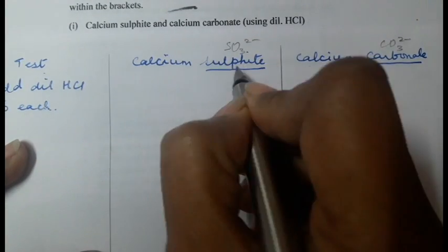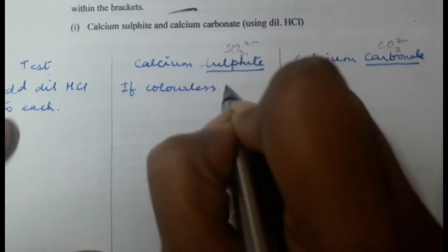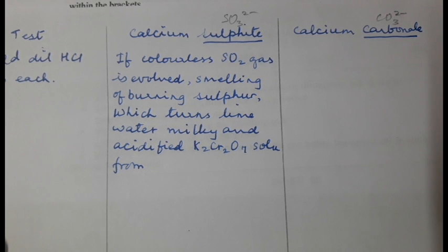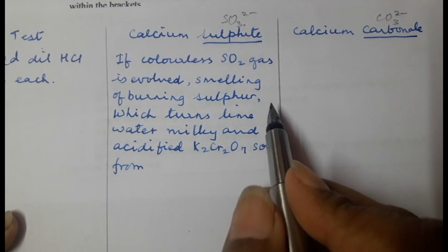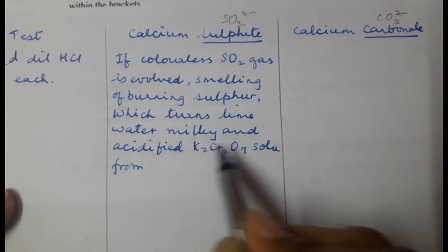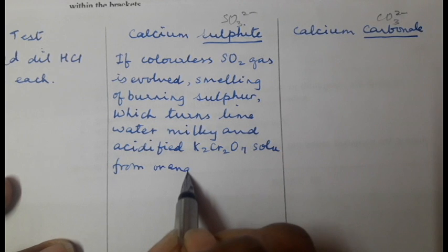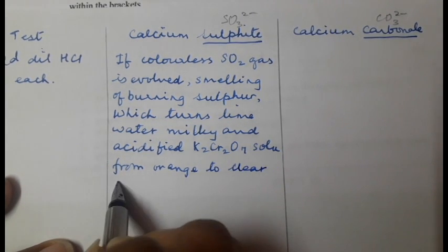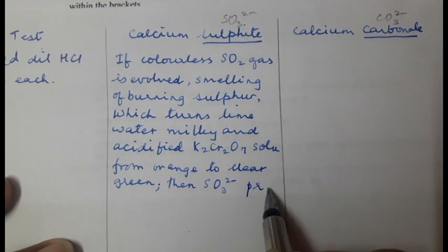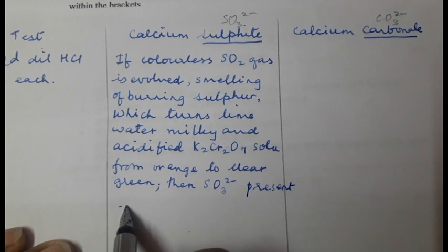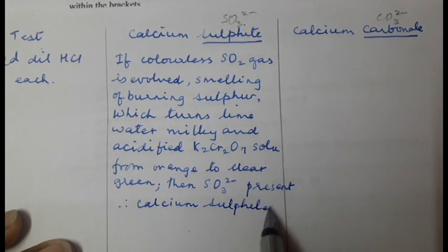And here it will say calcium sulfite will liberate SO2. So we'll say if colorless sulfur dioxide gas smelling of burning sulfur, you can also say having suffocating odor, which turns lime water milky and acidified K2Cr2O7 solution from orange to clear green, then SO3 2 minus present. Therefore, calcium sulfite present.